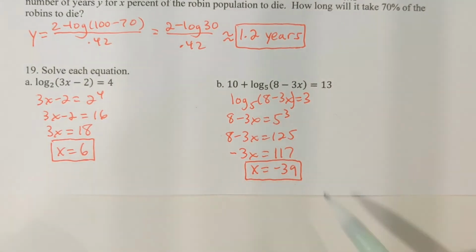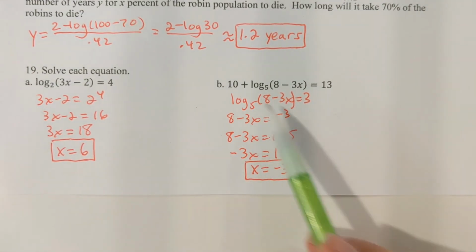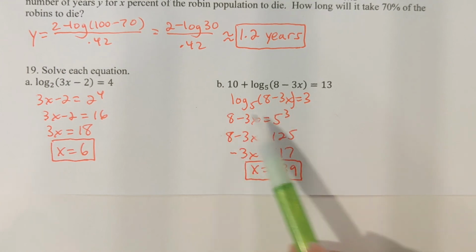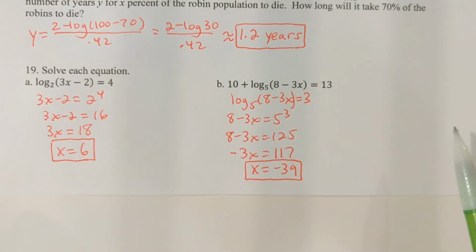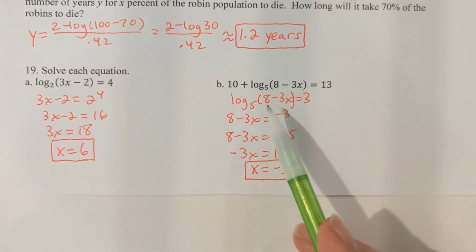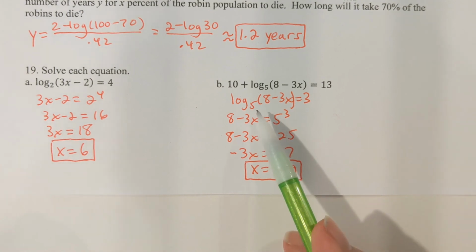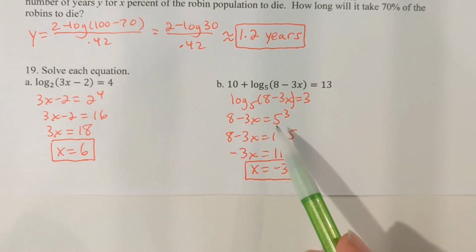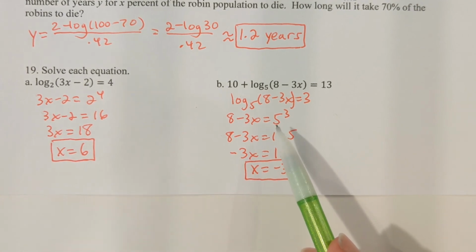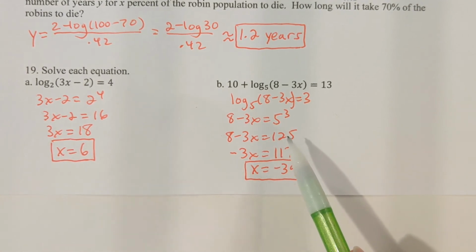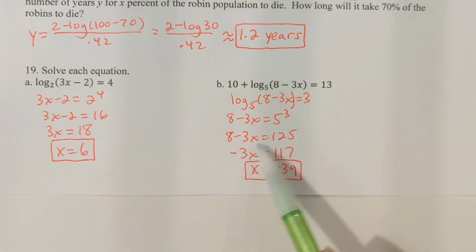Here's another one, part B. I'm solving for x, so let me subtract 10 from both sides, and then I'll get rid of the logarithmic notation there, again using the definition of a logarithm. So 8 minus 3x, that's my input. That's going to be all alone on the exponential. 5 is the base. That's going to be the base of the exponential. 3 is my y value. Okay. 5 cubed is 125. If you subtract 8 and then divide by negative 3, you get x equals negative 39.